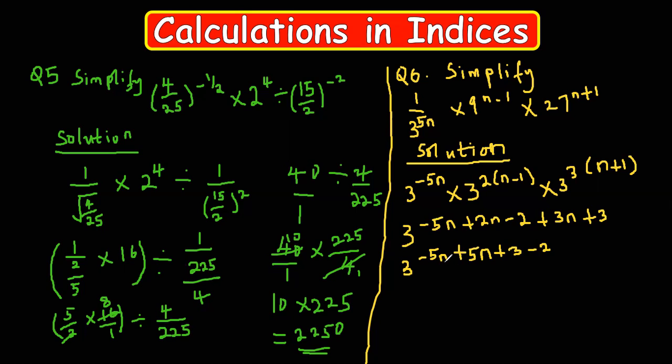So minus 5n plus 5n is automatically 0, and then plus 3 minus 2, we've got 1, and we have 0 plus 1, which is 1. So 3 raised to the power of 1 is what? Same thing as 3. So this is the answer. Okay. Yeah, so far so good.